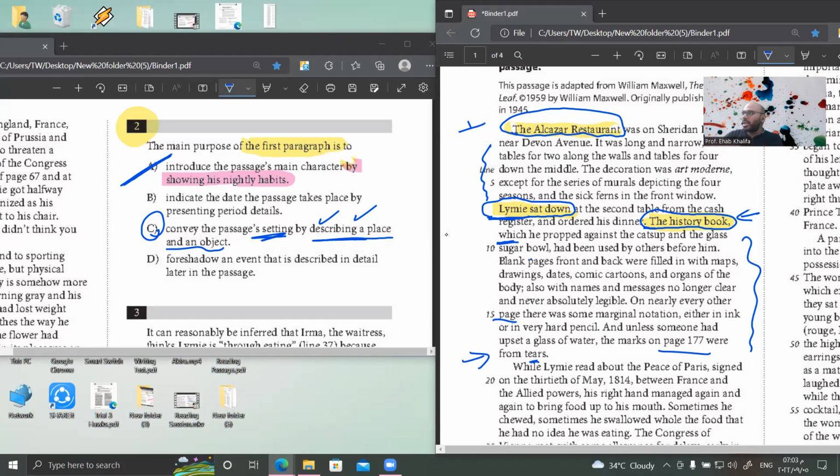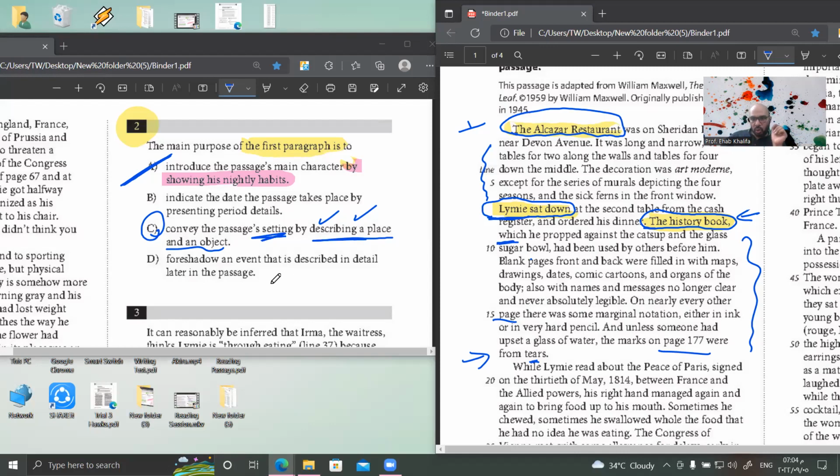I have 3 points: Alcazar restaurant, the place, history book, object, something. And I have the main character mentioned in one sentence. Limey sat down. You see it now. Super easy, right?